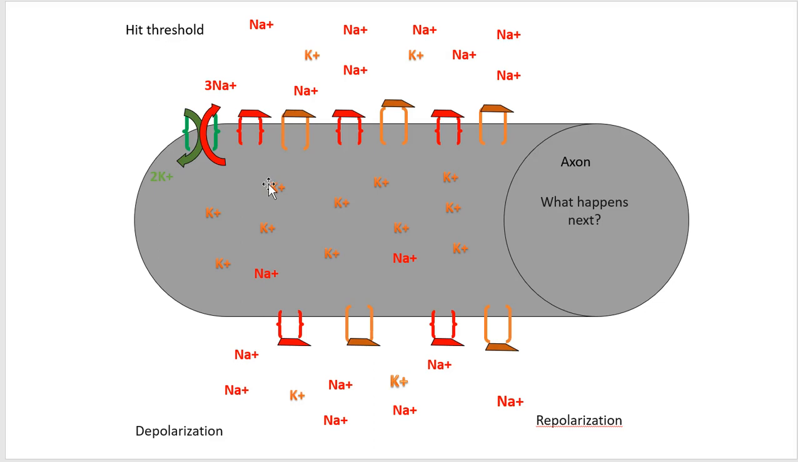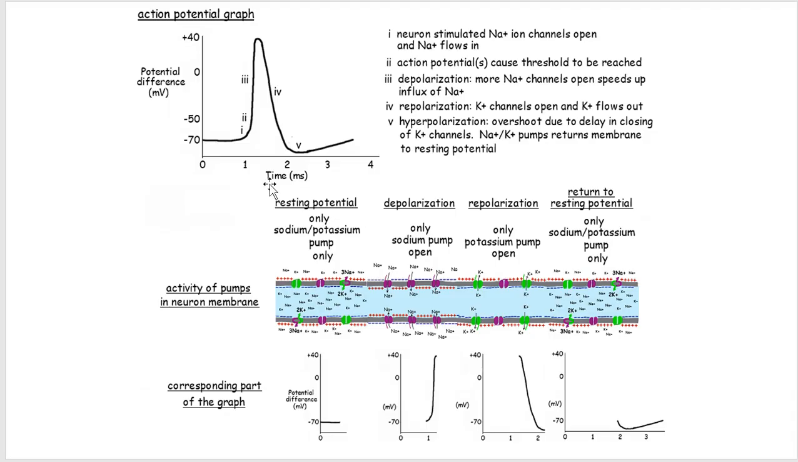What is that going to do to the charge of the neuron? That is going to make it more positive. And that is called depolarization. So from here to here is depolarization, when the sodium gated channels are open and sodium is rushing into the neuron. Now something happens when we get up here to this +40.